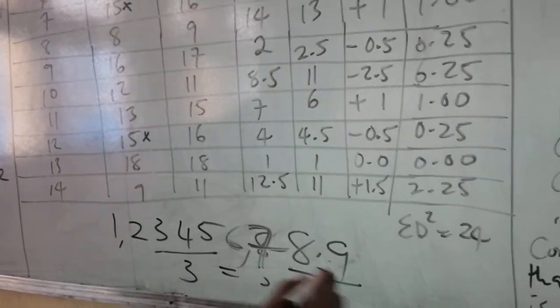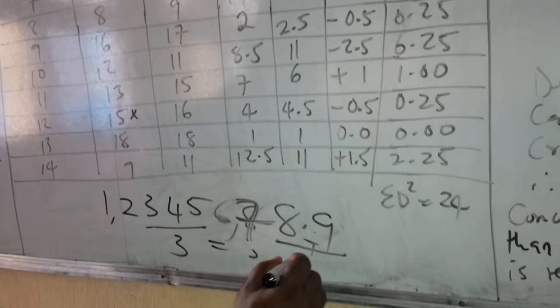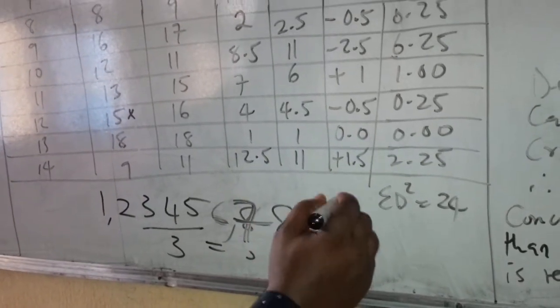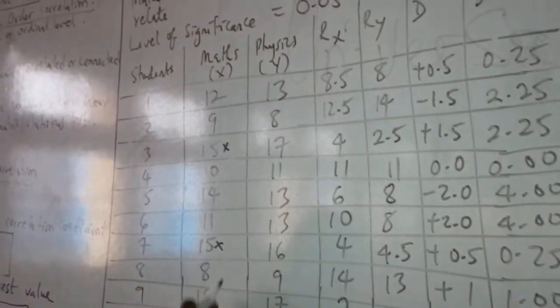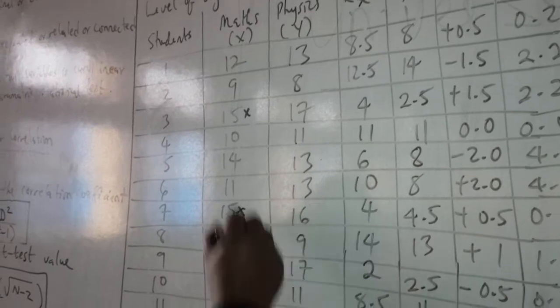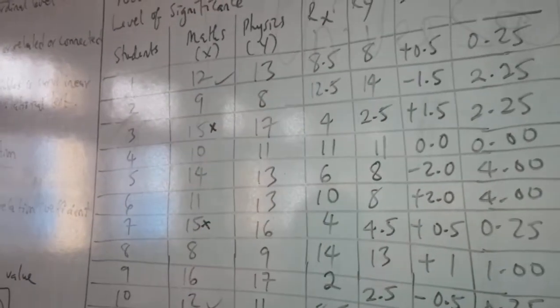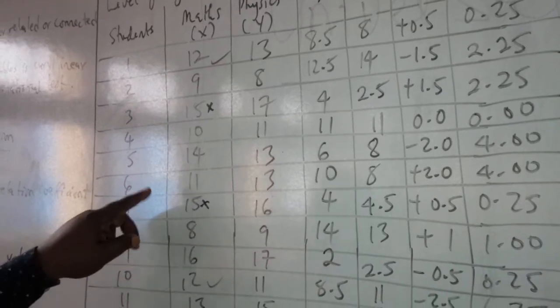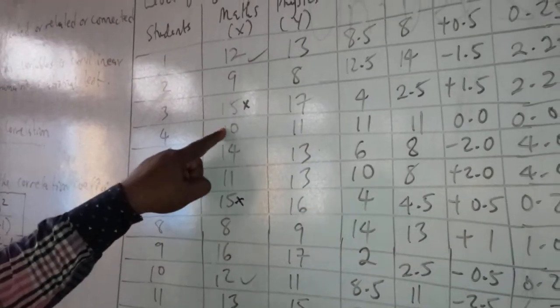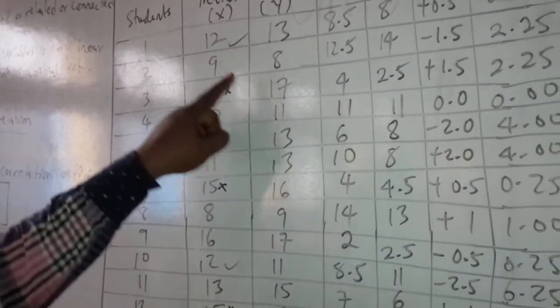And then what you do is to add it together and divide by 2. 8 plus 9 will give you 17. 17 divided by 2 will give you 8.5. That is why anywhere you see 12, you also see 8.5. And then 11 will take the 10th position, while 10 takes the 11th position.